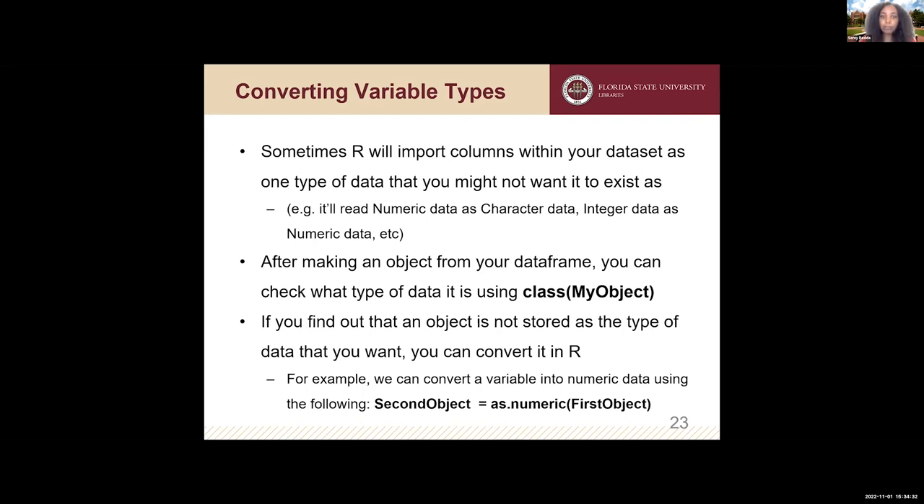So the way you do that is by typing class within parentheses, and put in the name of the variable, the name of the object that you created for the variable. If it's stored as the wrong form of data and you want to change the data type, you can use the as.numeric function to store it as a numeric variable. If you wanted to store it as an integer, you would use as.integer and so on. If you want to store as character, as.character.